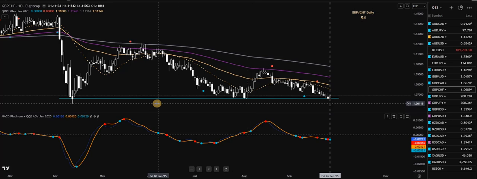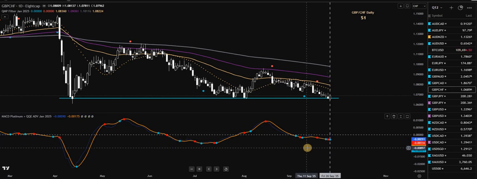Pound Swiss, no trades on. We've got this big support base at the moment. Seems to be holding. There's been a lot of dots on the MACD platinum. Keep on chopping and changing. So they're in indecision there. Going nowhere at the moment.